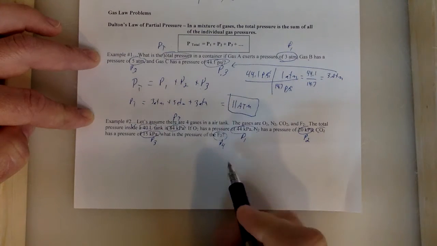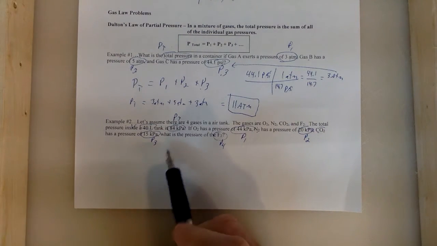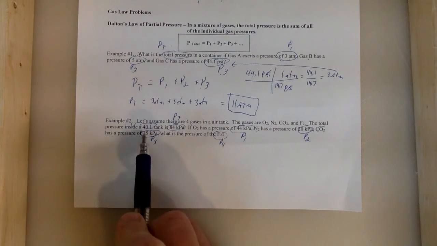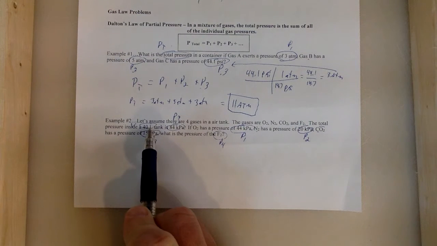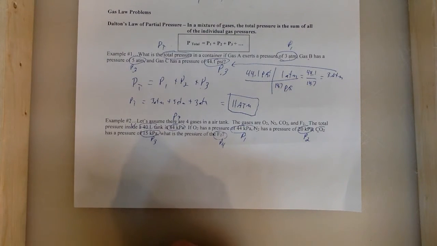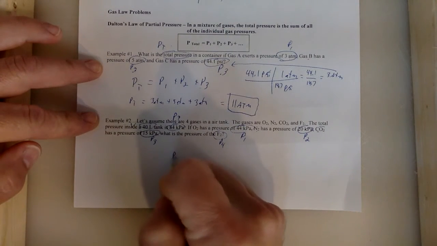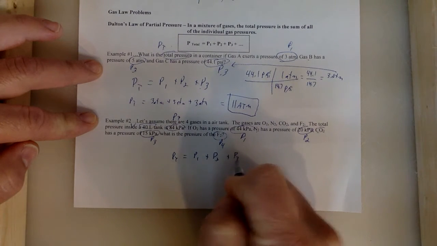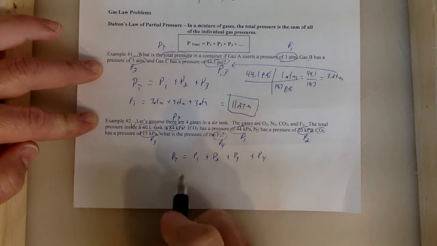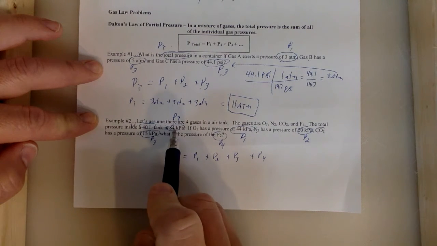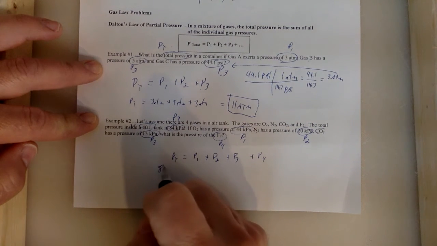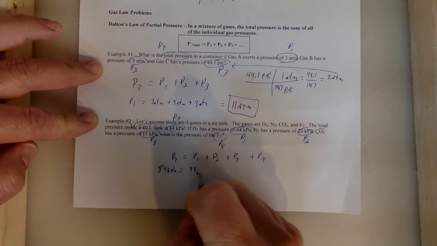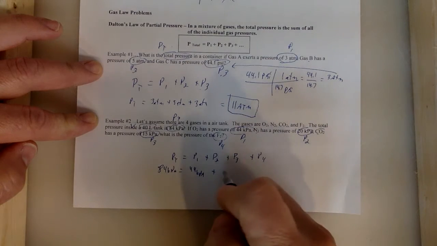That's P4. So we're going to use Dalton's formula. P total equals P1 plus P2 plus P3 plus P4. What do we do with the 40-liter volume? Nothing. It's there to throw you off. We ignore it. So we're going to go P total equals P1 plus P2 plus P3 plus P4. My total pressure given to me in the problem is 84 kPa. My first pressure is 44 kPa. My second pressure is 20 kPa.